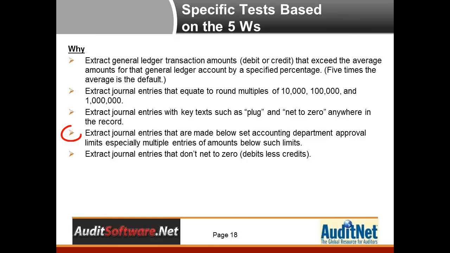Then taking a look at entries below approval limits, so that's kind of weird, and then entries that don't net to zero. This happens a lot more than you think. The rationale as to why this happens, though, is probably a little bit different than what you're expecting. What I find is that when they don't net to zero, you're more or less dealing with an entry where you don't have the entire general ledger.